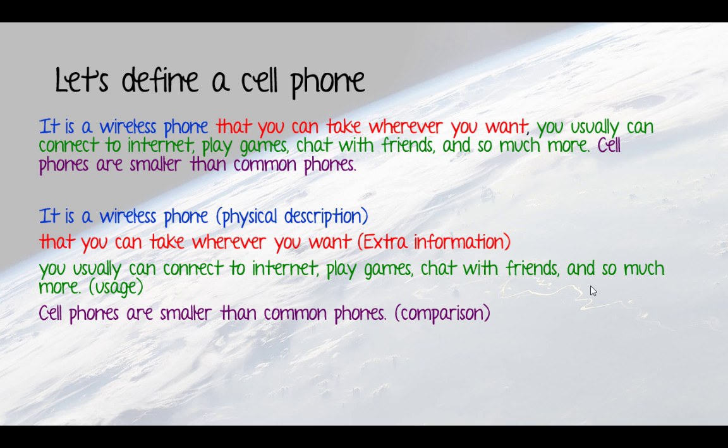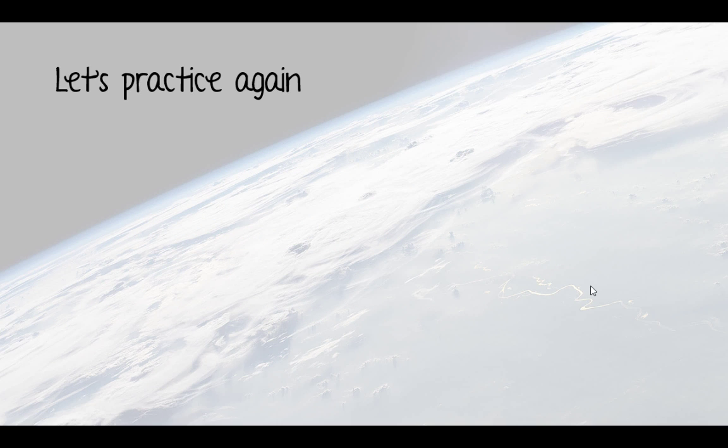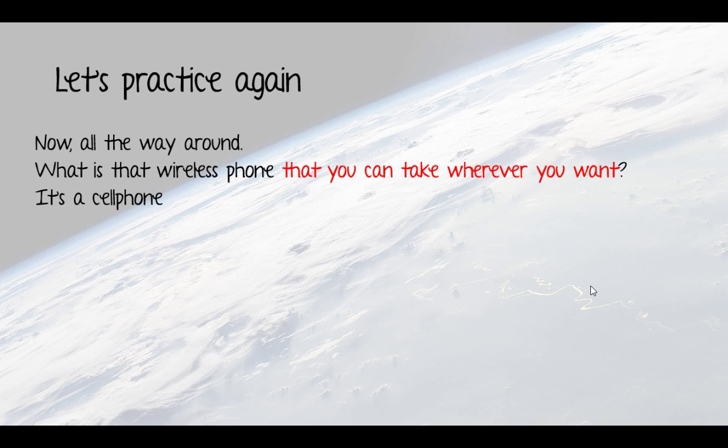So, let's practice again. Now all the way around. What is that wireless phone that you can take wherever you want? It's a cell phone. Entonces, aquí lo hicimos al revés. Preguntamos sobre algo dando su descripción. ¿Qué descripción? Una información acerca de eso. ¿Qué es aquel teléfono sin cable que puedes llevar a cualquier lugar? Es un celular. You see?